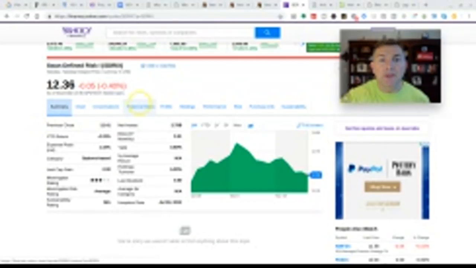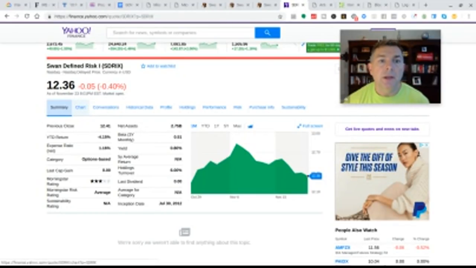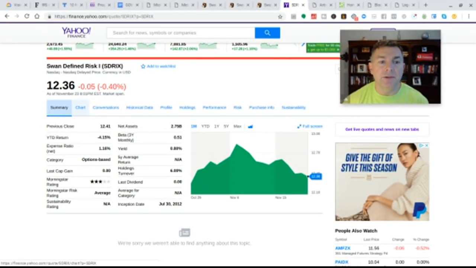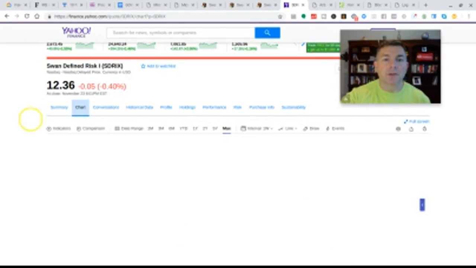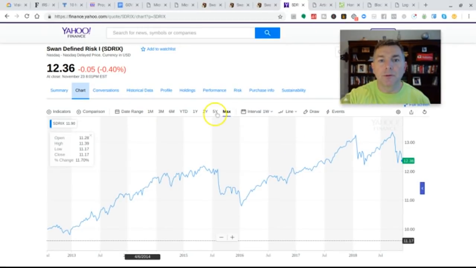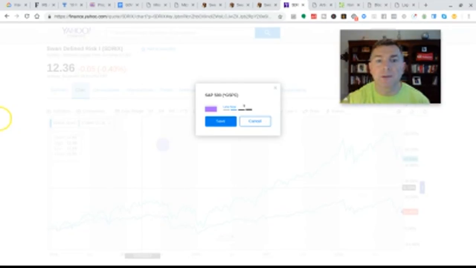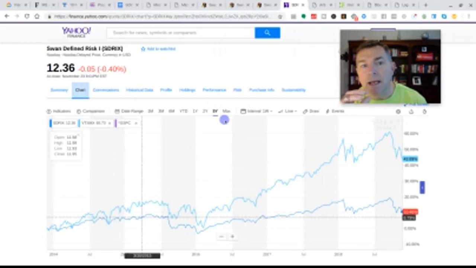And then I want to look at, let's go to the chart. We're going to compare it to the total stock market index fund. If we can get this to cooperate. Yeah, here we go. All right. So what we're going to do is compare the Swan defined risk, and we'll just do 5 years. And we're going to compare it to VTSMX, the total stock market index. Actually, let's just compare it to the S&P 500. There we go. That'd be fine. All right. So we're going to compare the Swan defined risk to the S&P 500, and we shall see.